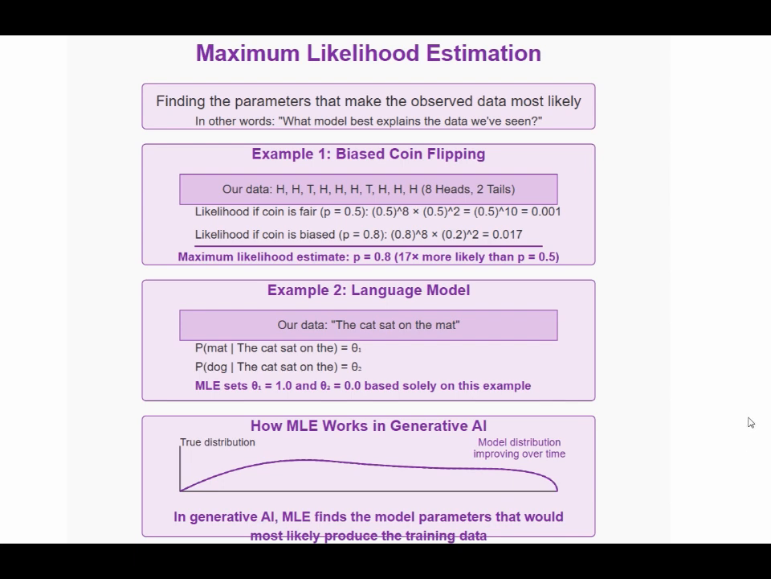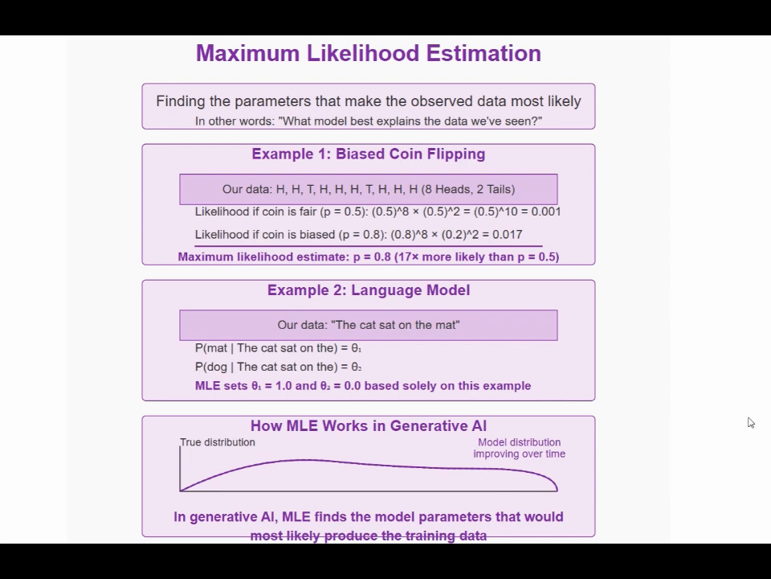Let's understand this with our biased coin example. Imagine flipping a coin 10 times and getting heads, heads, tails, heads, heads, heads, heads, heads, heads. That's 8 heads and 2 tails. If the coin were fair, with the probability of heads equal to 0.5, the likelihood of this exact sequence would be 0.5 raised to the power of 10, which equals about 0.001, or 0.1%.